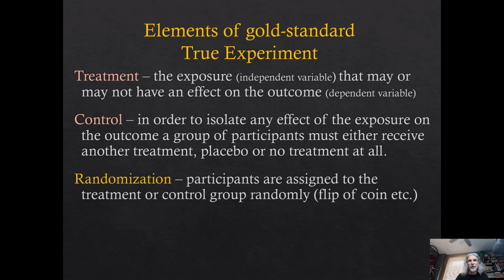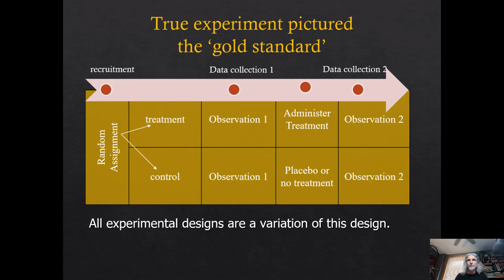How do we assign people to the treatment versus control group? A flip of a coin is a really good way of imagining or grounding the idea of random assignment to groups.